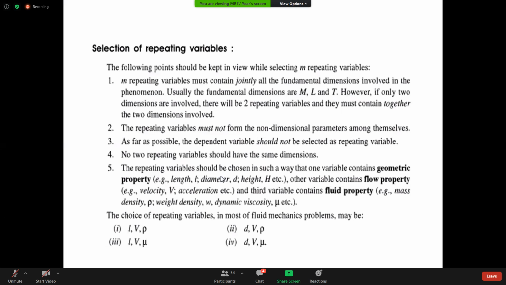Sir, are we using this Buckingham pi theorem for finding the thermal coefficient, the heat transfer coefficient?